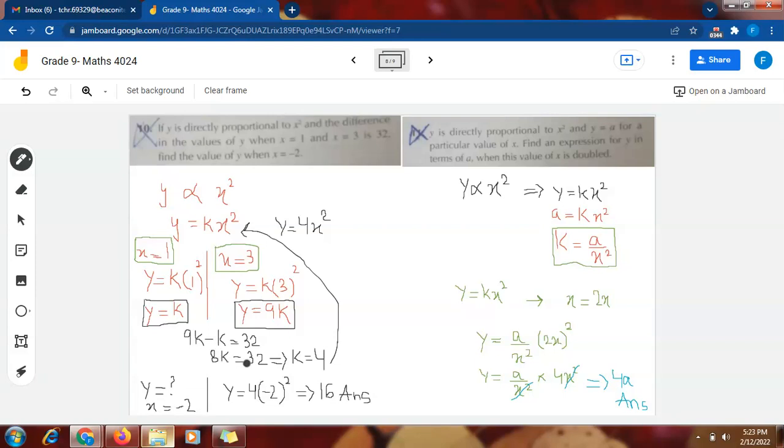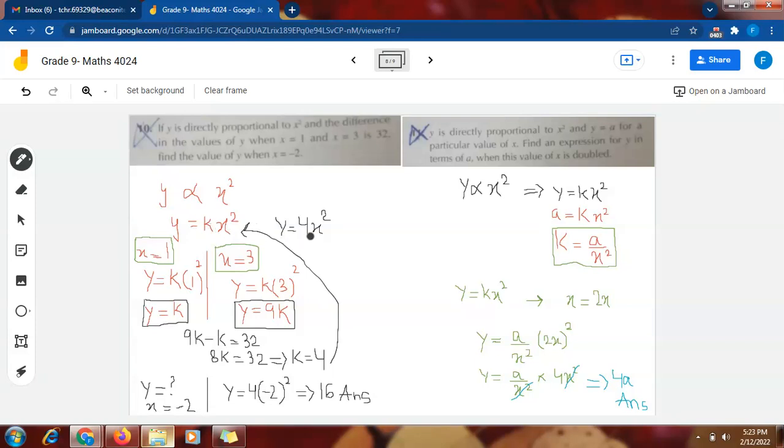8k is equals to 32. Since I have to find the value of k, I will shift this 8 to the other side. It will get divided. 32 divided by 8 will give me 4. The value of k is 4. So I will put this value of k, that is 4, back in the equation, that is y is equals to kx square. In place of k, I will write 4.